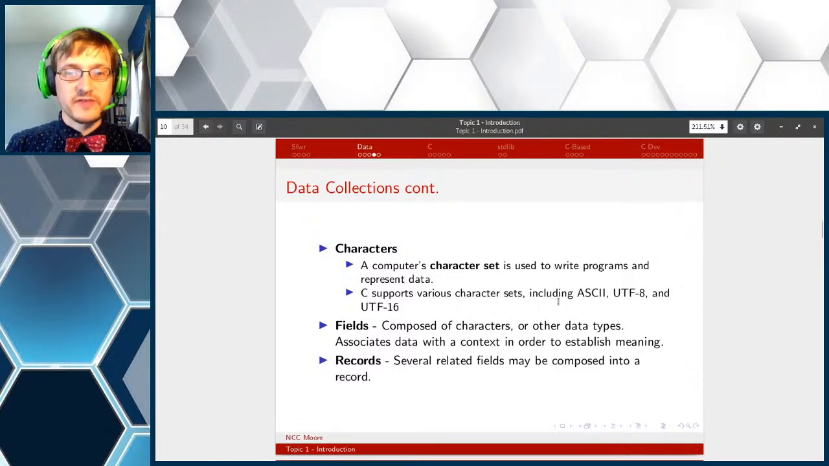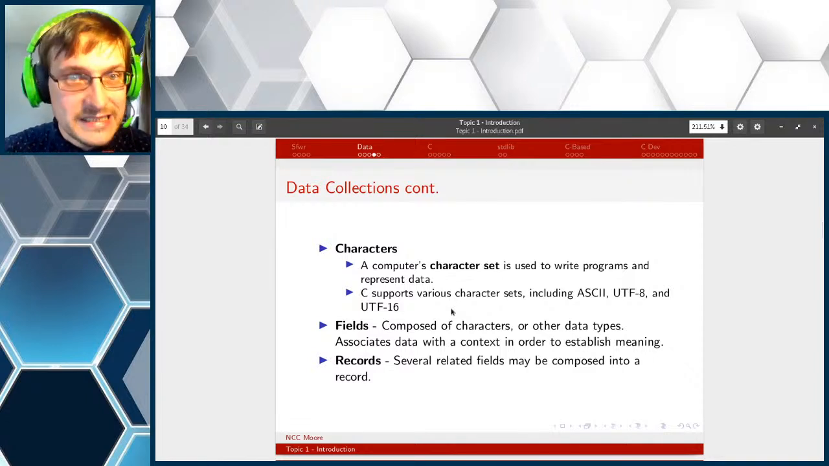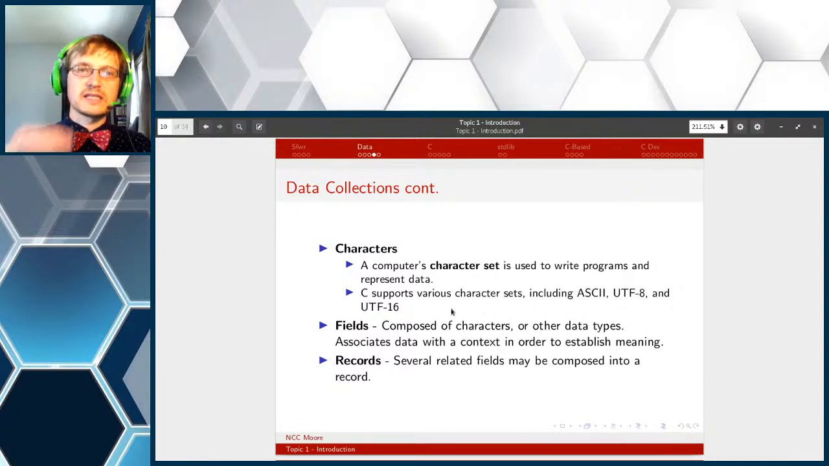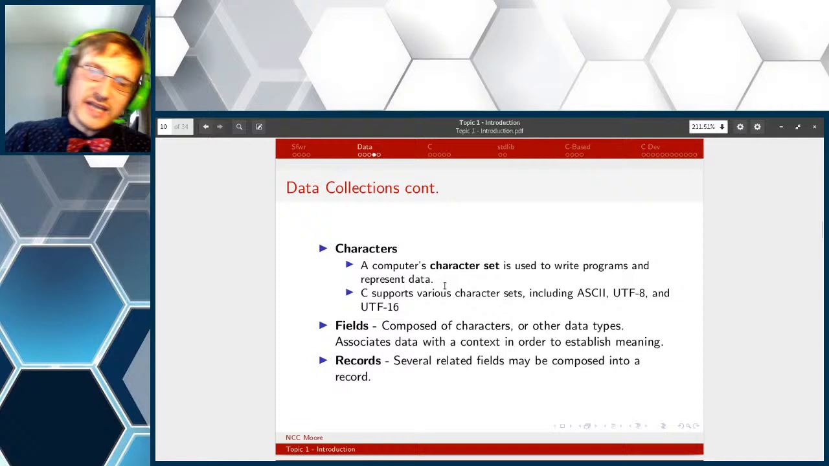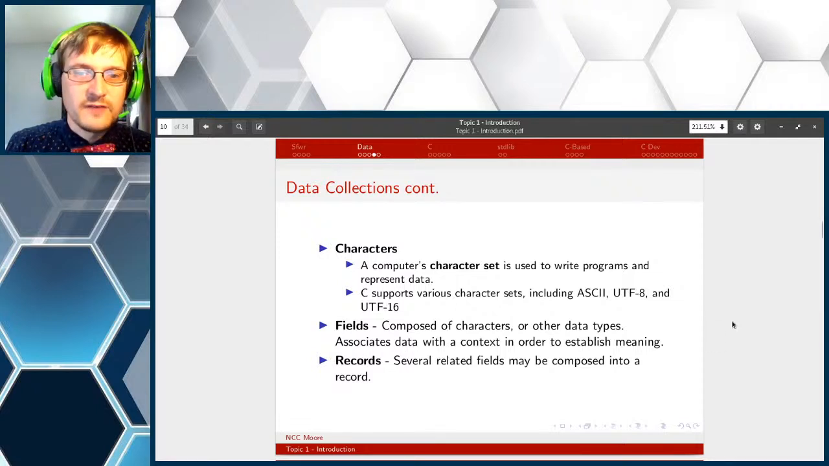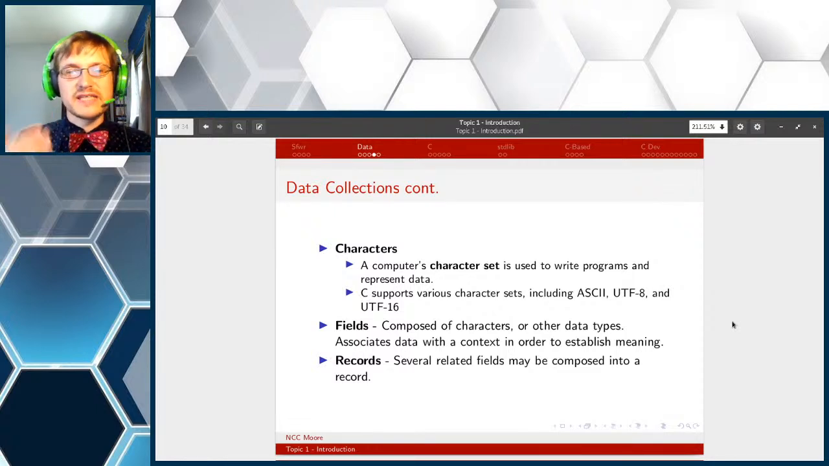C supports various character sets, including ASCII, UTF-8, and UTF-16. Generally speaking, when you have a character data type in C, that is 8 bits. We're going to get into the basic data types in the next topic, not in this one. Fields are composed of characters or other data types. They associate data with a context in order to establish meaning. Records are collections of fields. If you know any C going into this, we're talking about structs, or structures, right now.